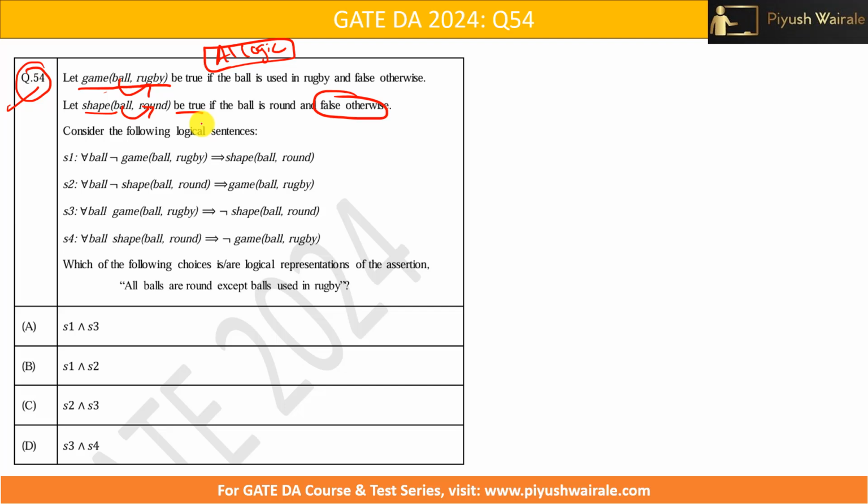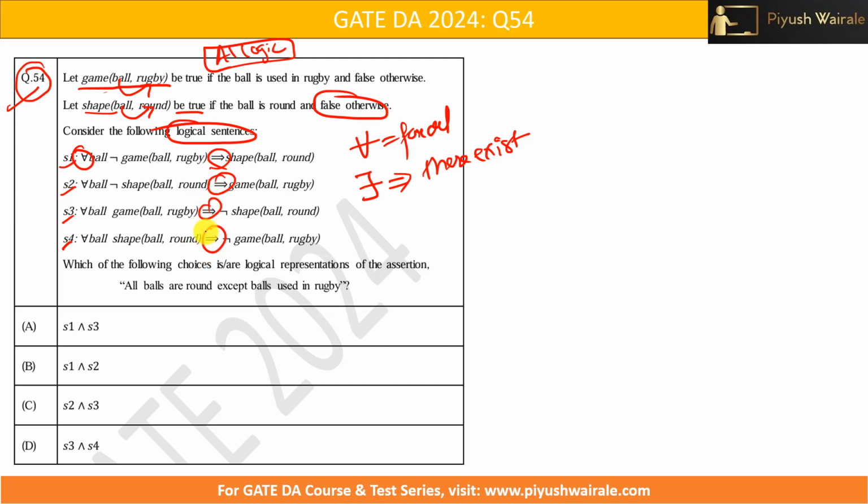Now consider the following logical sentences. Here we have four sentences like this. If you observe, this is the for all symbol. Instead of this symbol, if this one is there, it means there exists. In all four sentences we have this implies sign. If you understand the implies sign, you can easily solve this type of question.